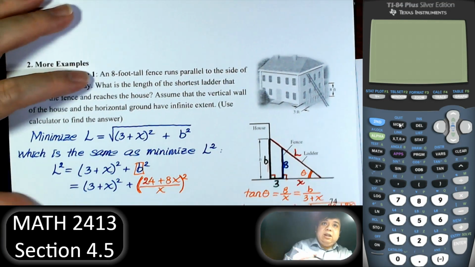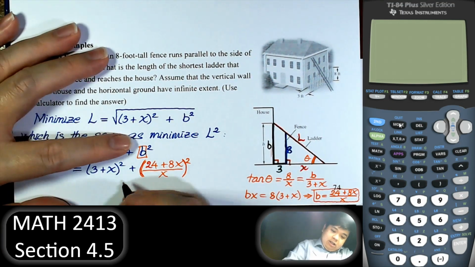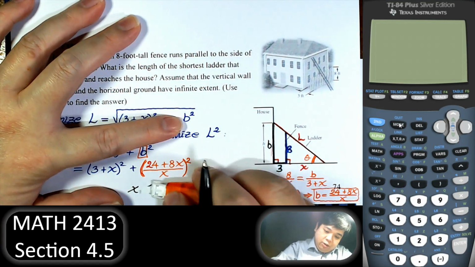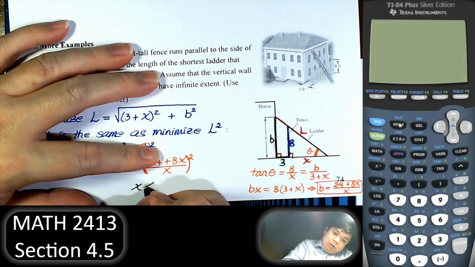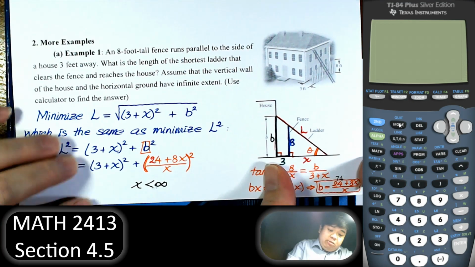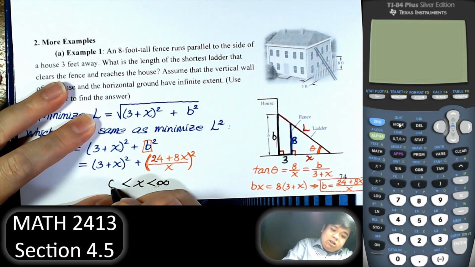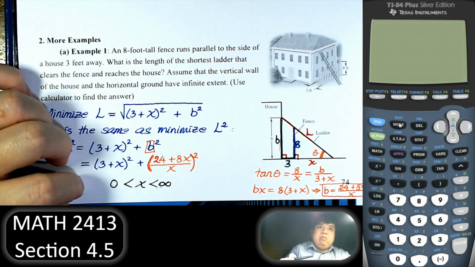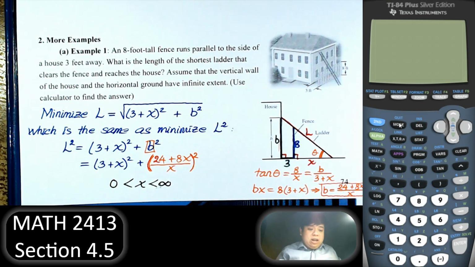So in this case we will say x is going to be less than infinity, because we can extend x as far as we want to, and it's going to be greater than 0 because it cannot be negative. If it's negative, that means it's inside the wall already. The problem is not going to work. And besides, x, the measurement, cannot be negative, cannot be 0. So in this problem we just have a positive number. Yeah, we still need to write that.